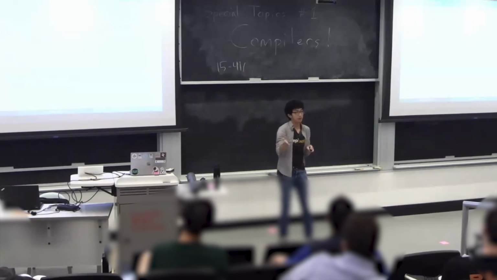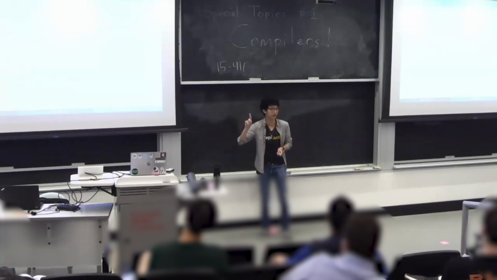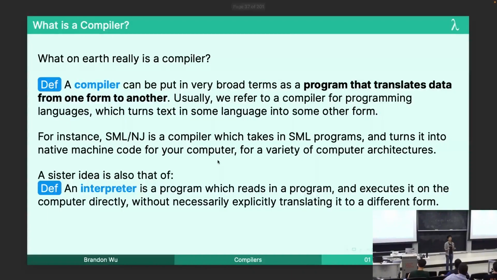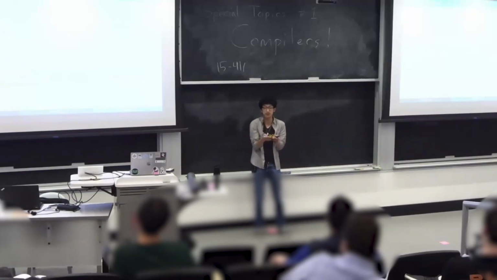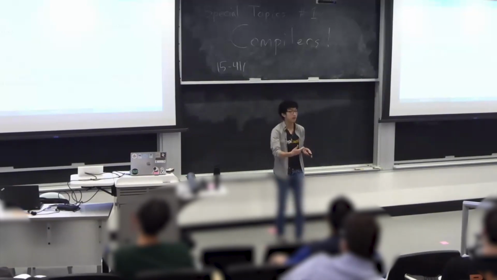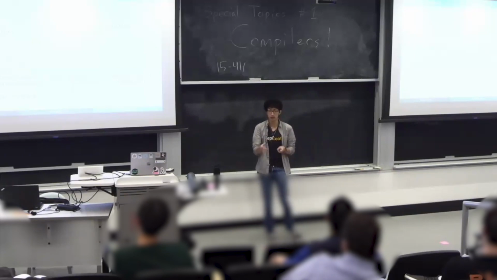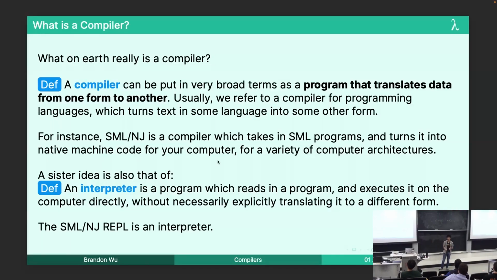Okay, and there exist numerous computer architectures. We're going to assume that there exists exactly one in this lecture. Okay, I don't care. Another idea that is kind of sister to that is an interpreter. An interpreter is something that takes your code and then it reads it and it executes it directly. It doesn't translate it explicitly to something else in the process necessarily, at least not visibly to you. Okay, so these are kind of similar ideas. And the SML/NJ REPL that you've used in this course is also an interpreter. Okay, but SML/NJ is also a compiler.